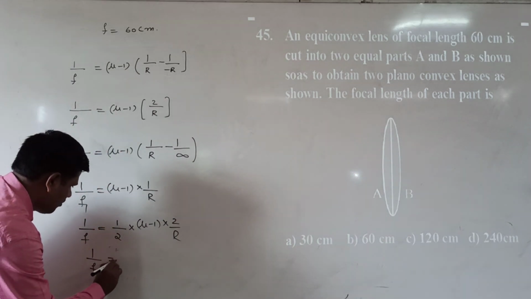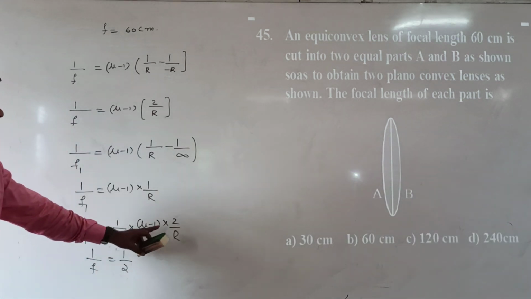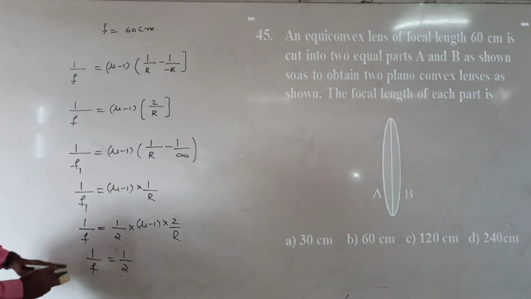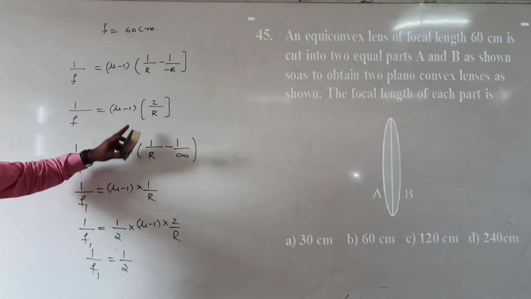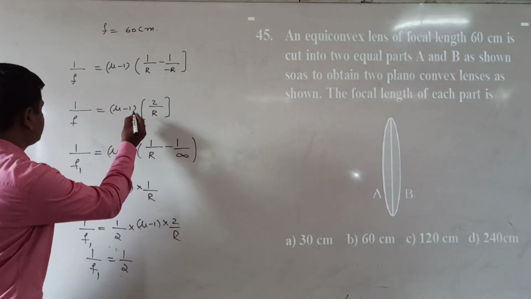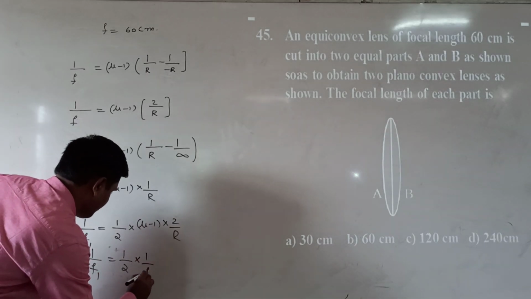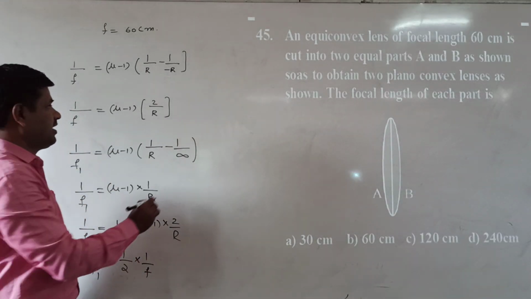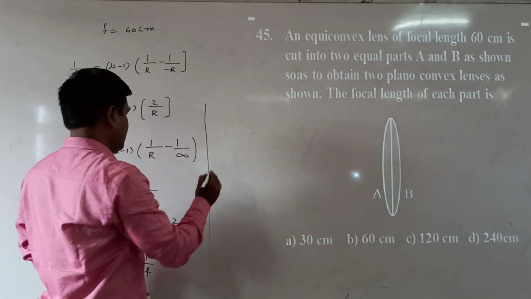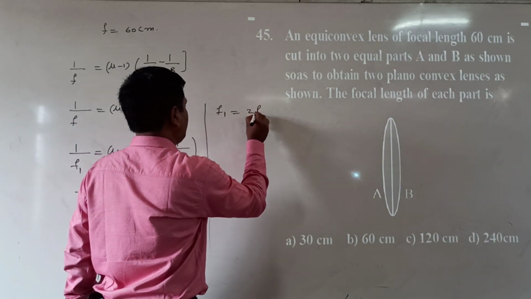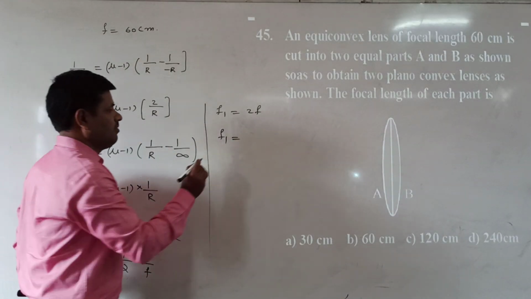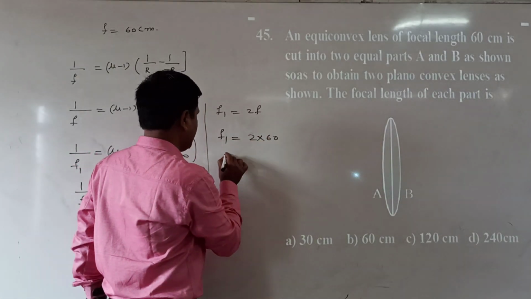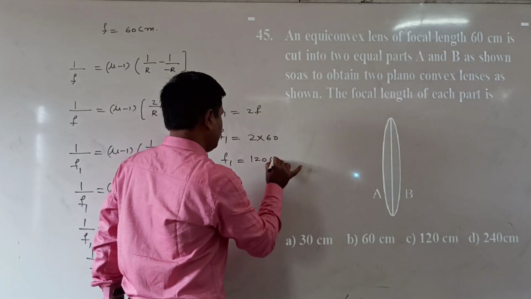Now 1 by f1 is equal to 1 by 2 into mu minus 1 into 2 by r. This mu minus 1 into 2 by r can be written as 1 by f, as we already know. From this we are getting f1 is equal to 2f. Now f1 is equal to 2, F is already given as 60 centimeters, so 2 into 60. Now F1 is equal to 120 centimeters.